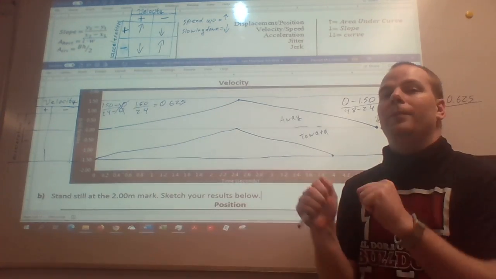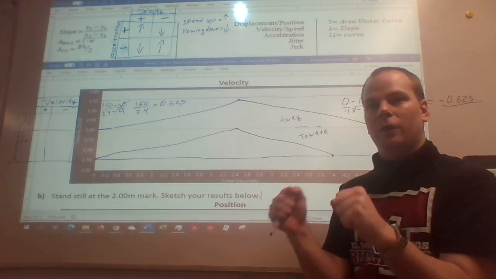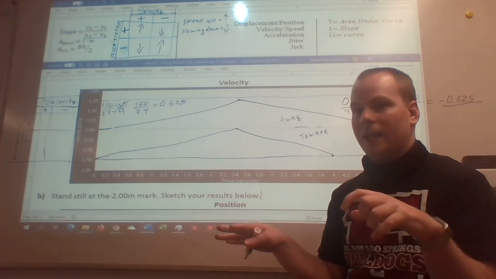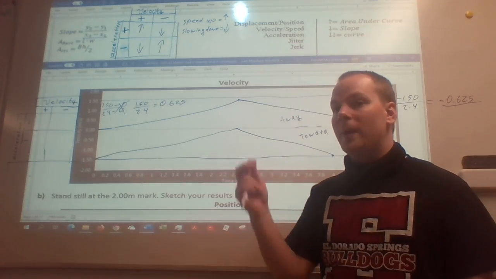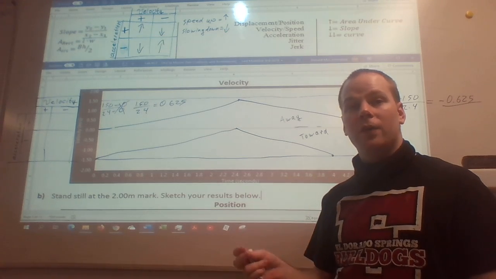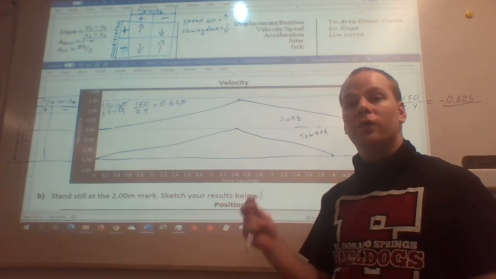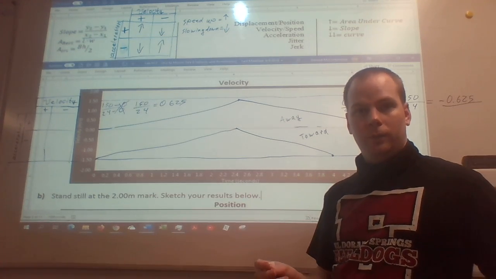So many people tell me that because they're both negative, you have to slow down or stop. That is not the case. When the signs agree, you speed up. When the signs oppose each other, you slow down. Okay?